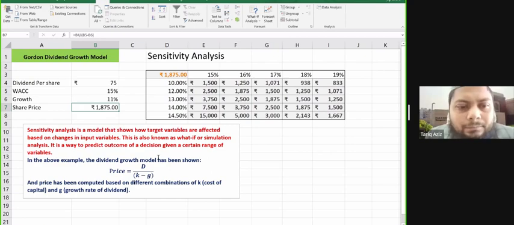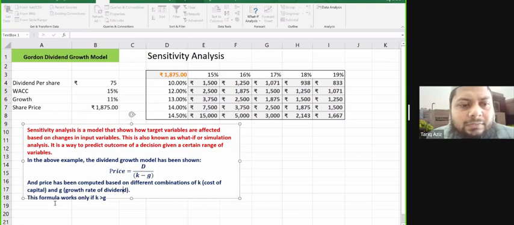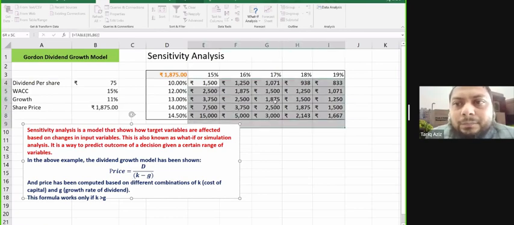In this formula, there is one assumption: it works only if K is more than G. The cost of capital should be more than the growth rate. If both are equal, it will not work. Similarly, if the cost of capital is less than G, the formula will not work either, because if the denominator is 0, the result will be indeterminate. So there are limitations with this also. Let us see how this can be performed.